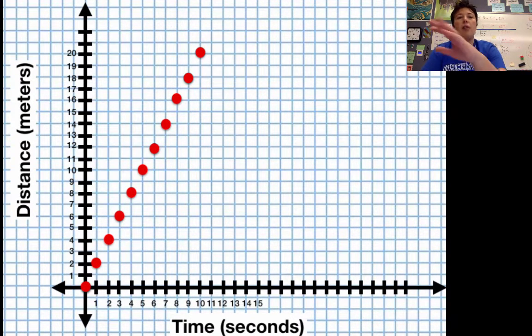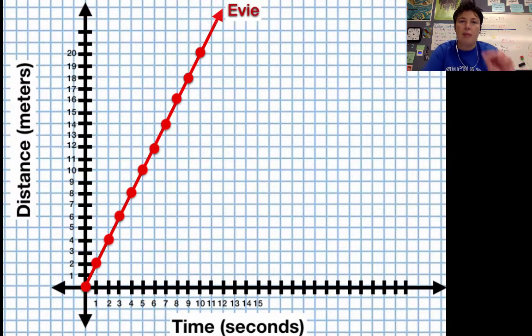So I have all these plotted points. And what I'm going to do is grab a ruler and connect them. I'm going to use red because that's my color for Evie. And at the top where I drew my arrow, I'm going to label it Evie so I don't forget. So that's Evie's line that represents her tricycle race.